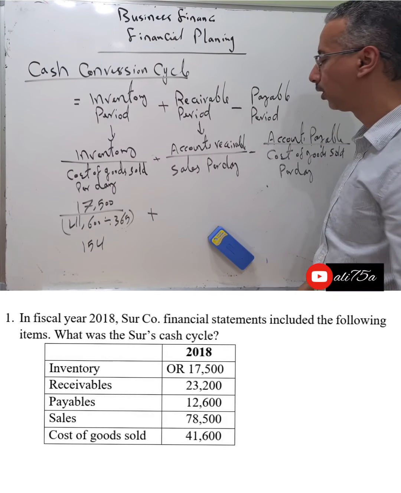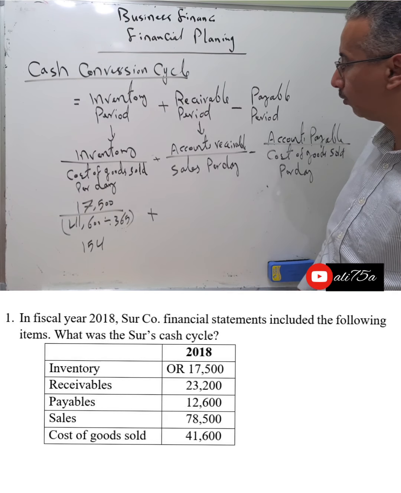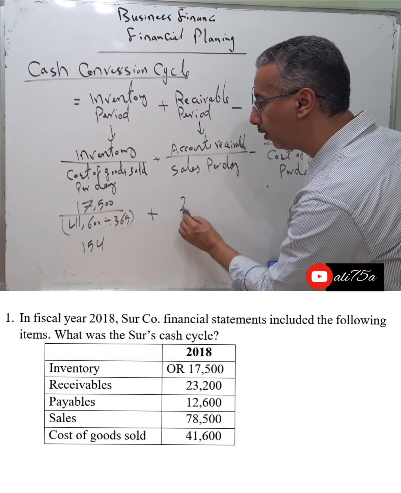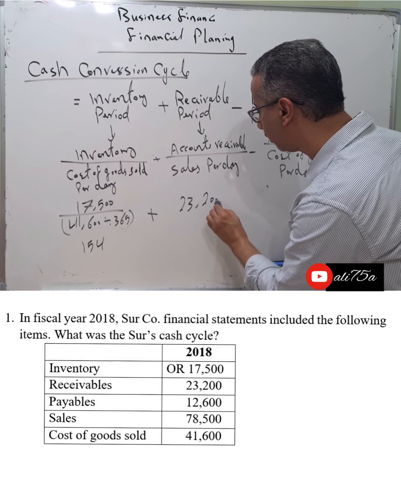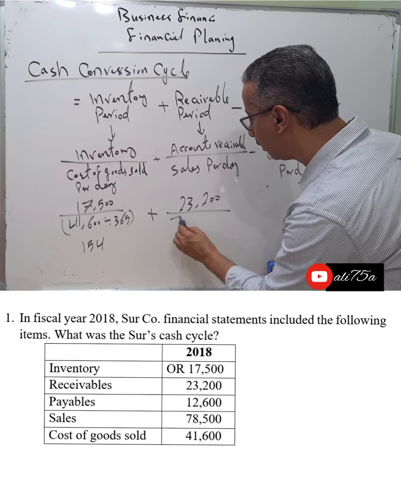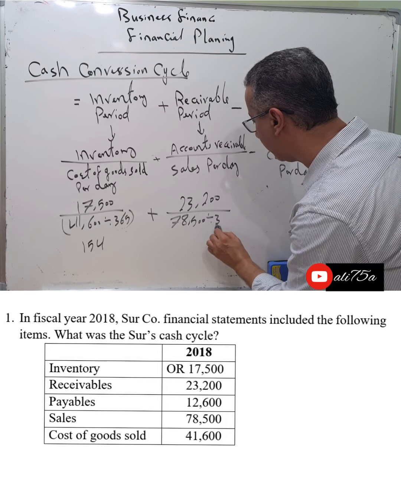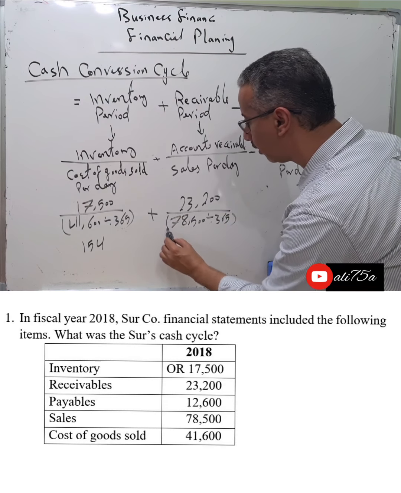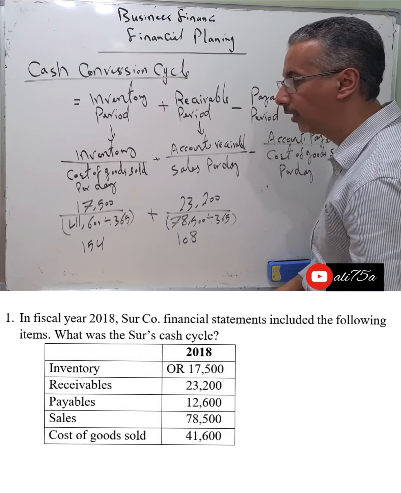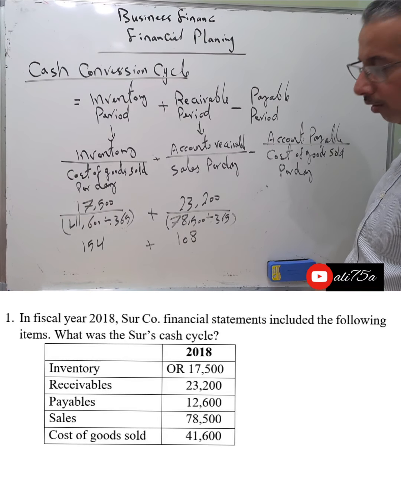Plus the account receivable period. How many days does our account receivable need to be collected? The balance of account receivable, 23,200, divided by annual sales, 78,500, divided by 365 days. It will give us 108 days, more than 3 months.